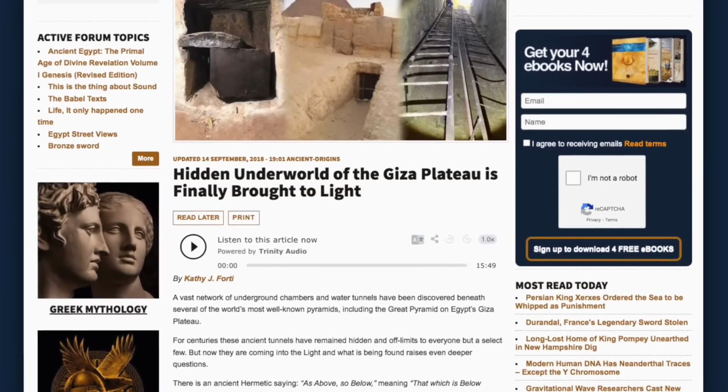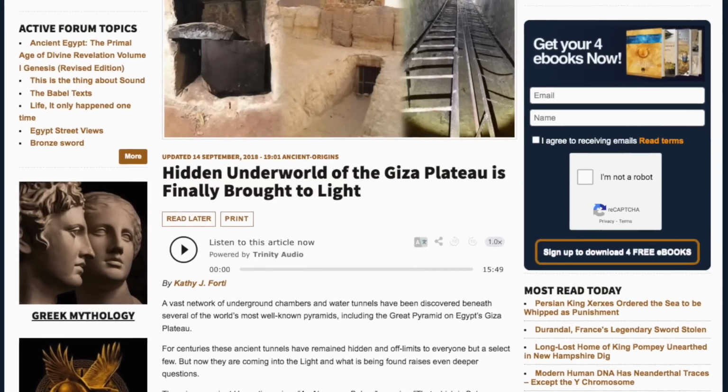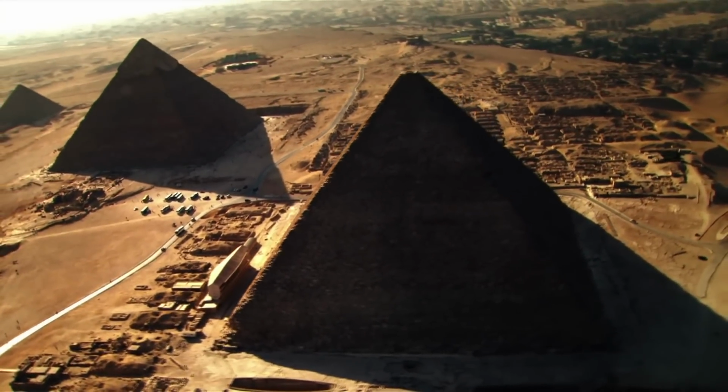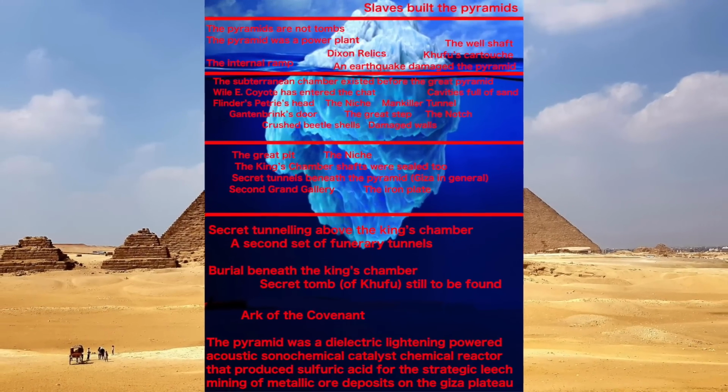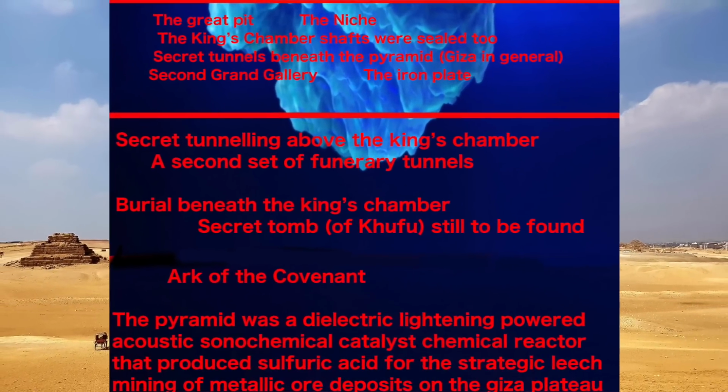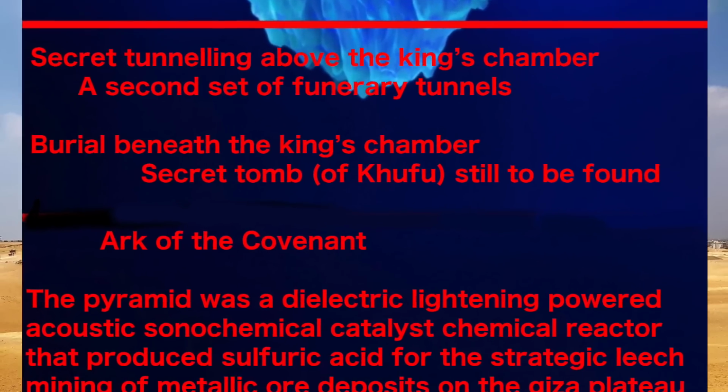On that note, let us descend fully into the underworld of the Iceberg, at least, with a trip to the entries that I have reserved for level 5 of the Iceberg, the bottommost level. Yes. Secret tunnels, then, above the King's Chamber.